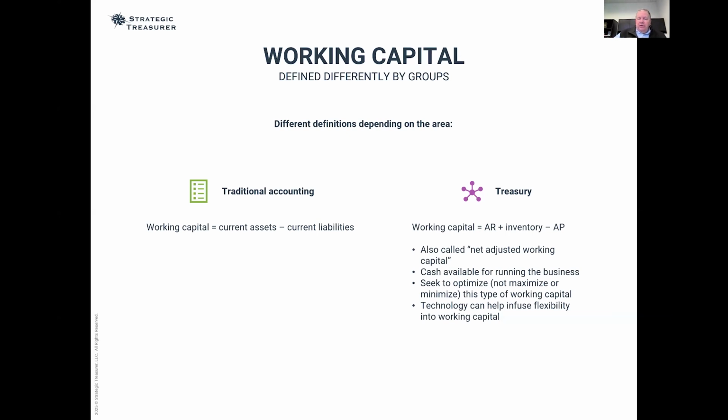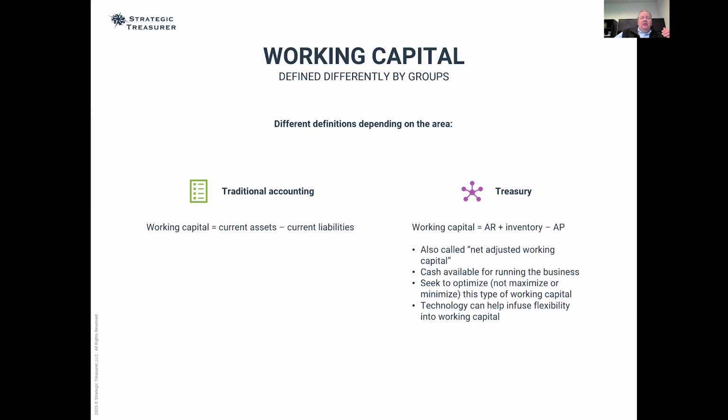The other working capital measure, which is oftentimes referred to as the Treasury definition of working capital, is the value of these three items: accounts receivable plus inventory minus accounts payable is working capital. That's the amount of capital you've invested into the cash conversion cycle of your business. Sometimes that's called net adjusted working capital. So that's cash in the business to run that.